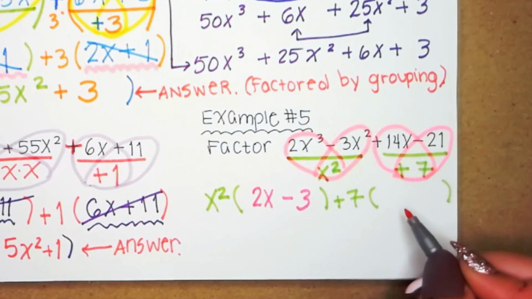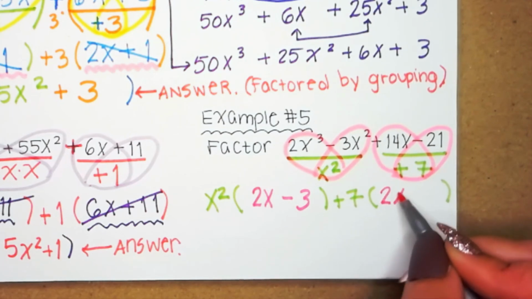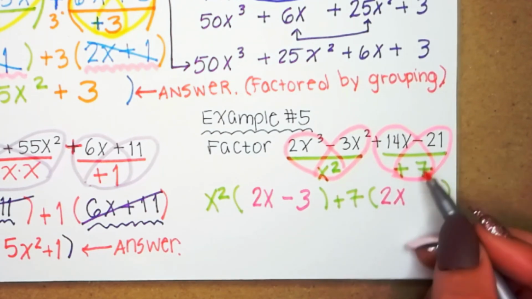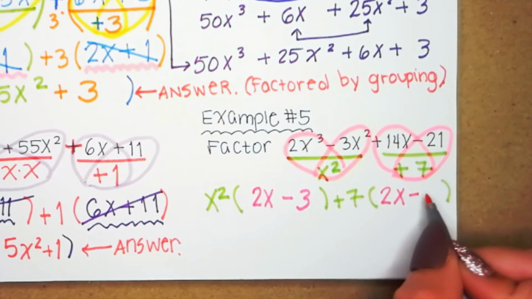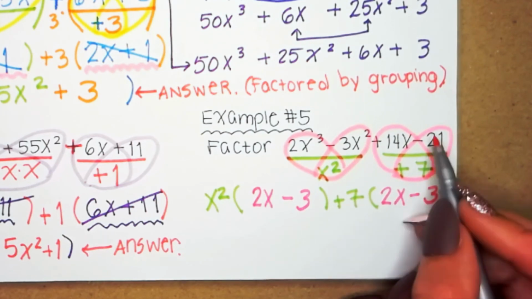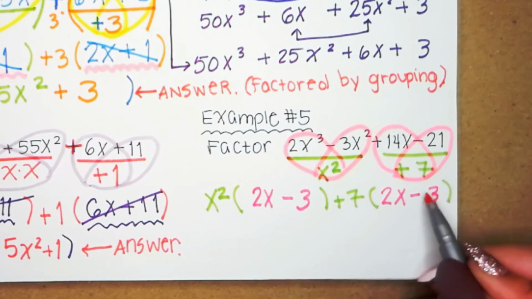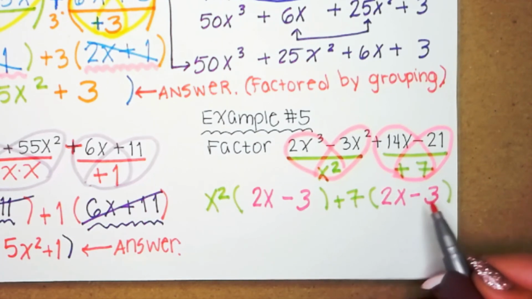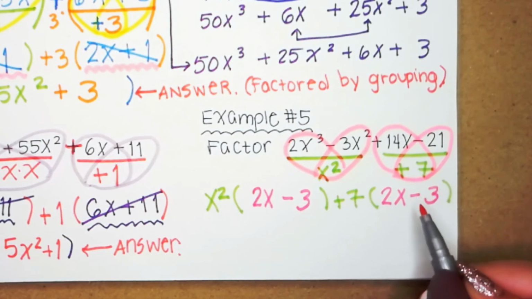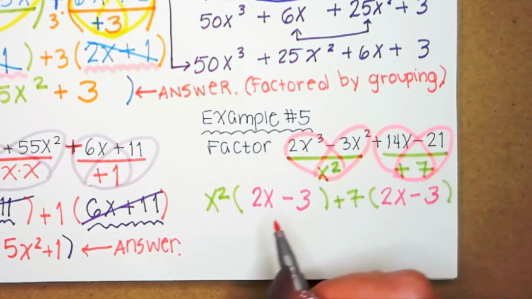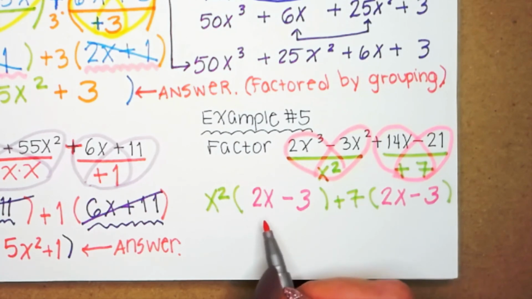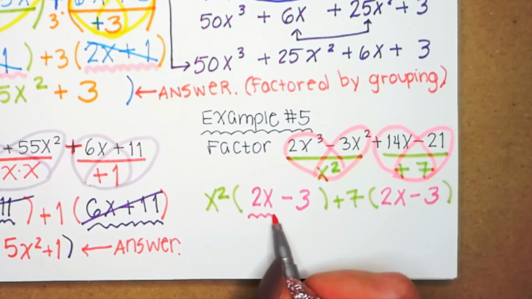14x divided by positive 7, we get 2x. Negative 21 divided by 7, negative 3. If it's not negative 3, if it's positive 3, then it's deceived you. It's not factorable. You need to pay attention. Sometimes they look factorable and they're not. They're actually prime. Prime things cannot be factored.